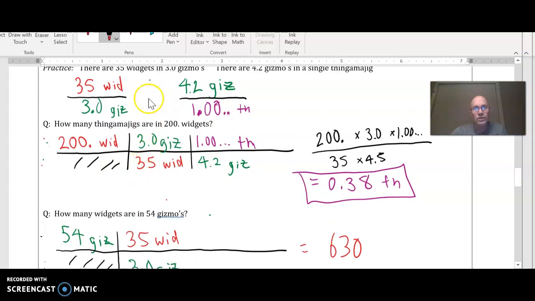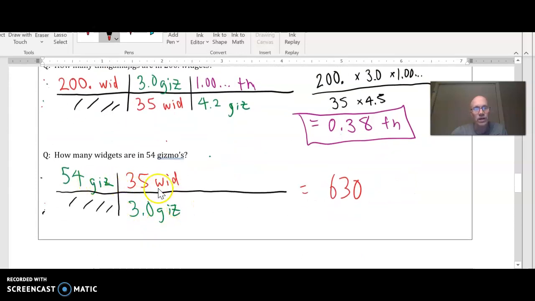In the next question, we use the same relationships here, just with a different question. You notice with this, we can get to the answer in one step. So this would be your answer right here with the correct sig figs.